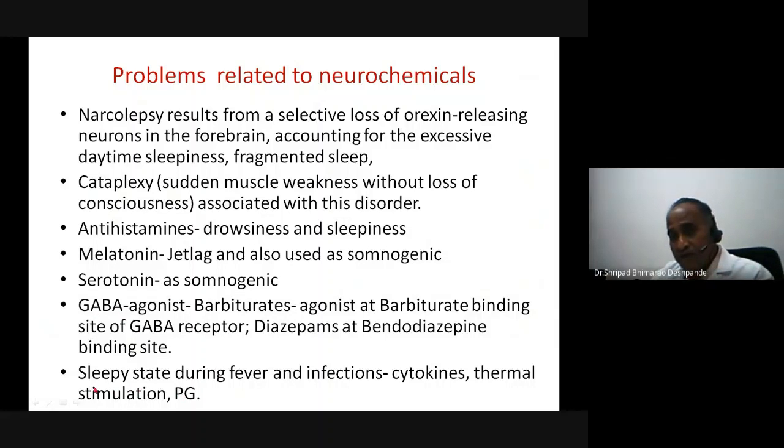Now, I have already mentioned the sleepy state during fever and infections, wherein cytokines, thermal stimulation, prostaglandin accumulation, and all those things increase sleep. Another thing I have not mentioned here is adenosine. Adenosine is a molecule that accumulates during the entire day's work because of increased metabolism. The other thing is activation of the feeding center, maybe by the orexins, that would also stimulate sleep. That means a large amount of adenosine accumulation induces sleep.